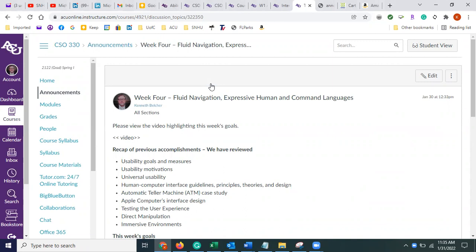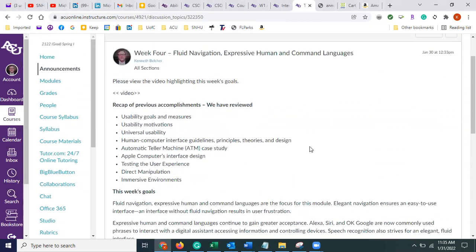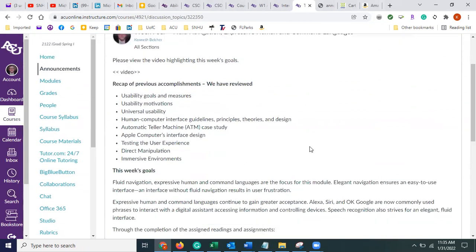Anyway, to review what we got done so far this semester, we looked at usability goals and measures, usability motivations, and universal usability. Making our interfaces usable is key to getting them adopted and getting our applications used. The human computer interface guidelines, principles, theories, and designs. We looked at companies like Apple. We'll look at further companies. We'll look at NASA this week.